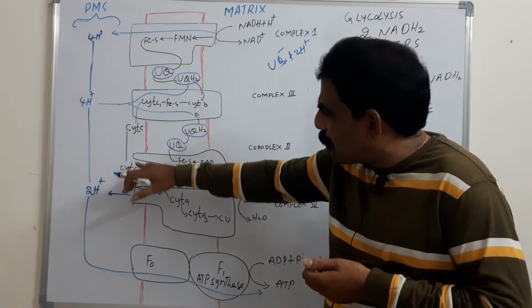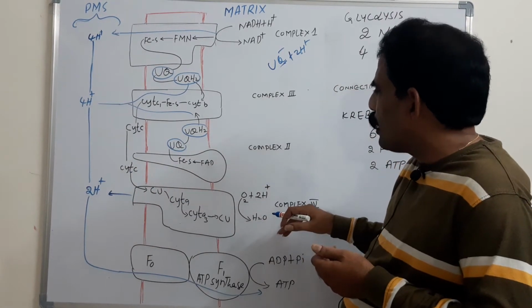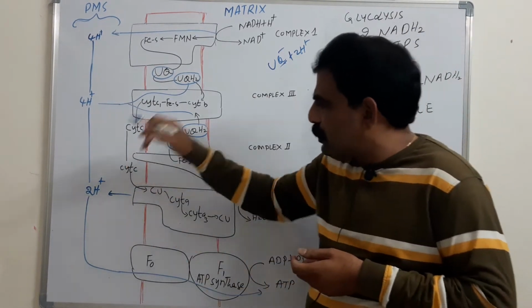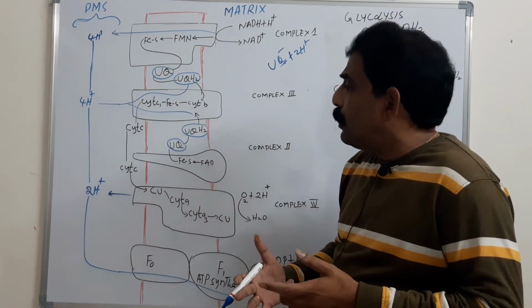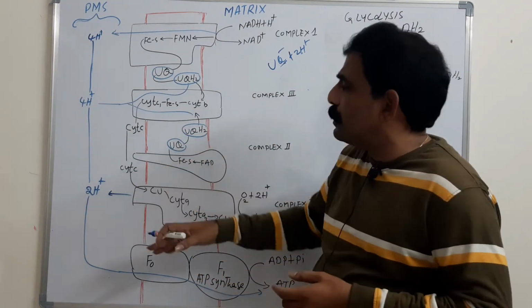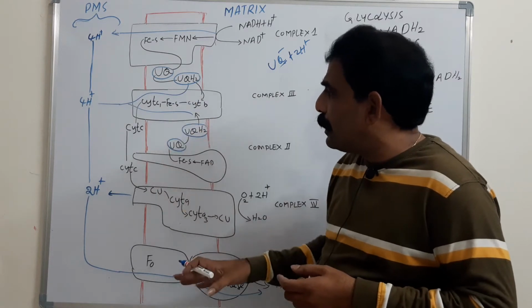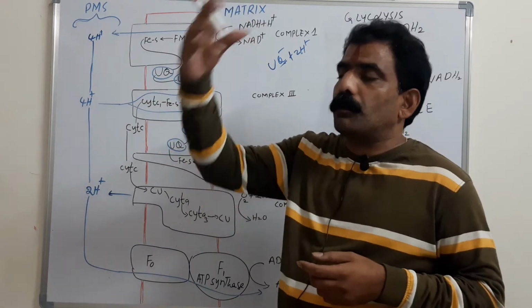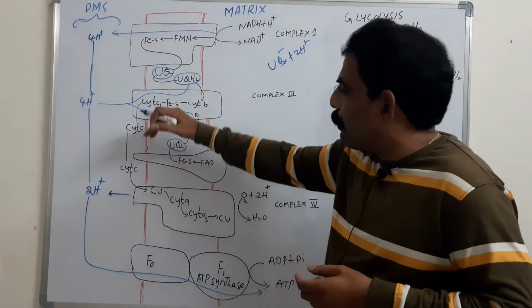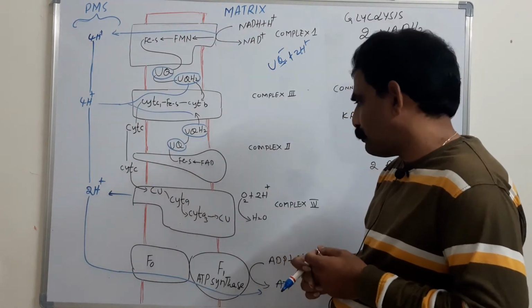From there electrons are transferred to complex 4. That is the function of the cytochrome C. Cytochrome C is a mobile electron carrier which is located on the outer surface of the inner mitochondrial membrane. In between complex 3 and complex 4, it transfers electrons from complex 3 to complex 4.